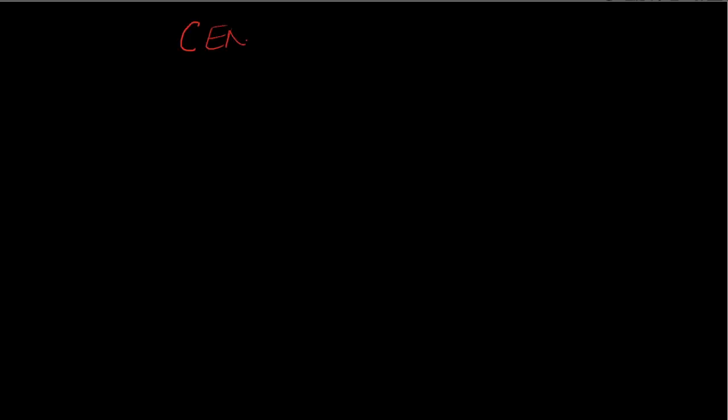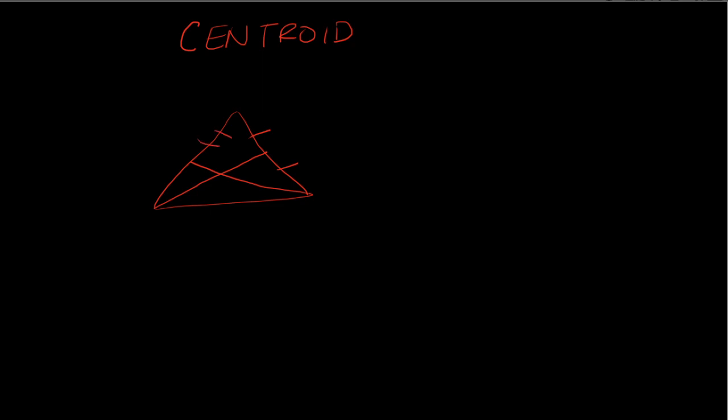So let's begin with what a centroid is. Let's say we have a triangle, and we consider all the midpoints. So starting with each vertex, we find the midpoint of each side. The midpoints will all intersect at the center that's known as the centroid.